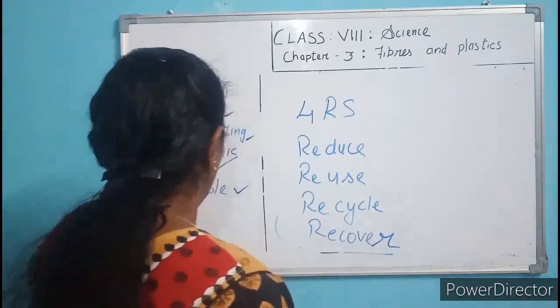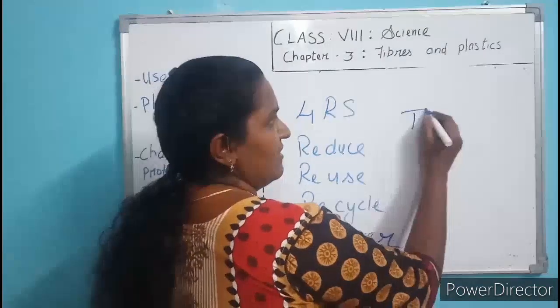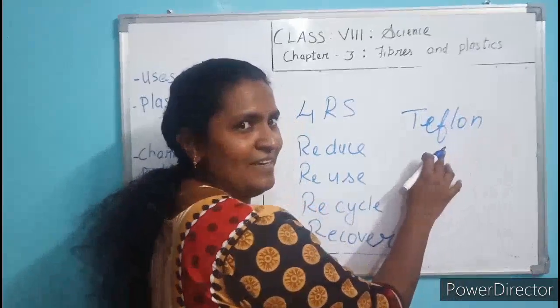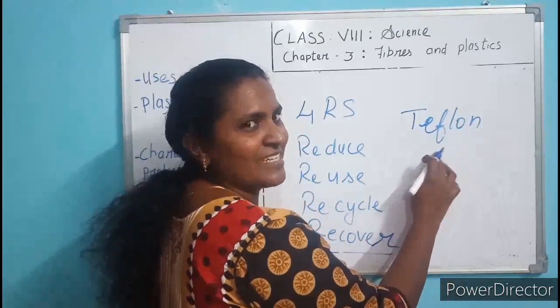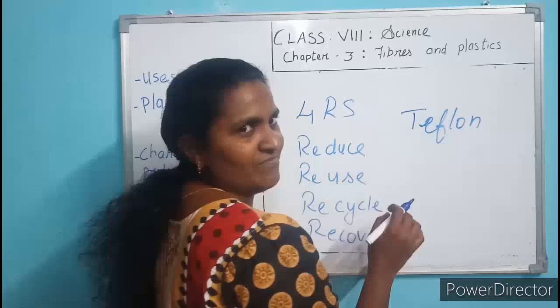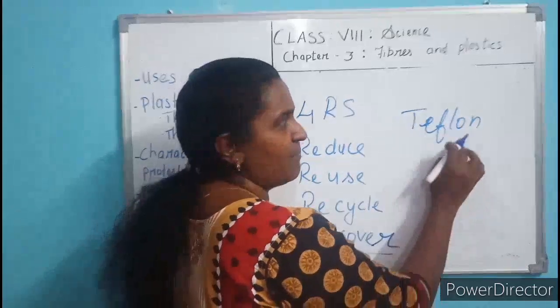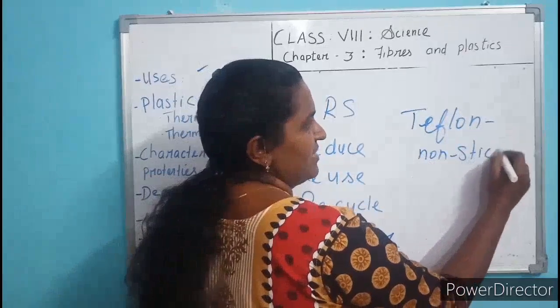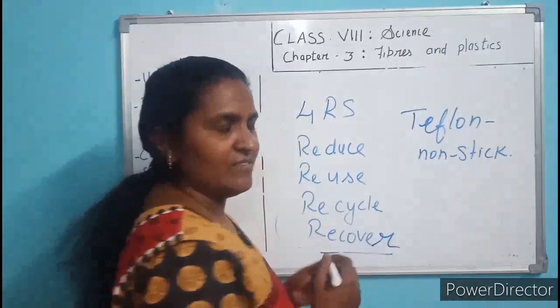Okay. And one thing is left, Teflon. It is plastic. Non-stick materials are made of Teflon. Non-stick materials are made up of this Teflon.